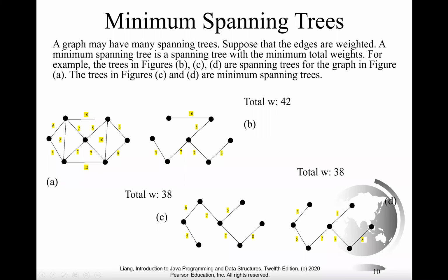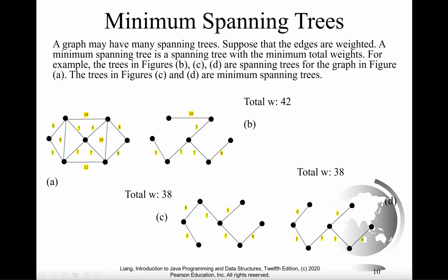Hello, in this video, we will introduce minimum spanning trees. A graph may have many spanning trees. Suppose that the edges are weighted. A minimum spanning tree is a spanning tree with the minimum total weights.